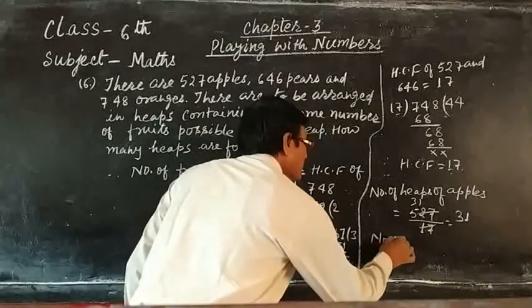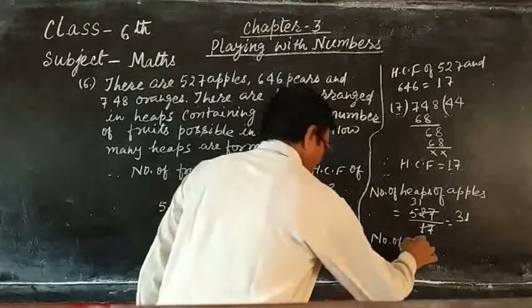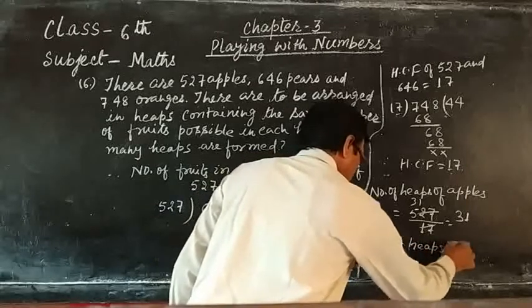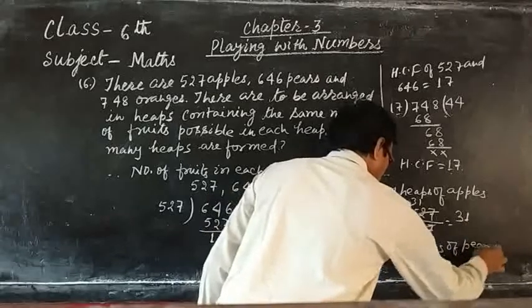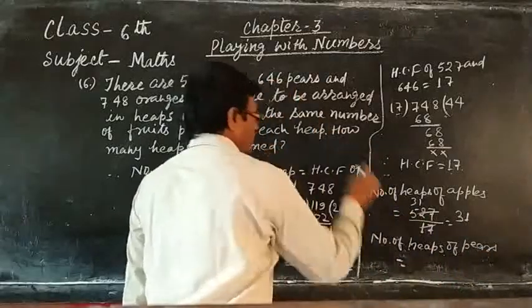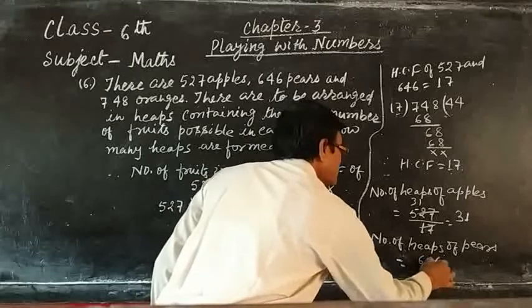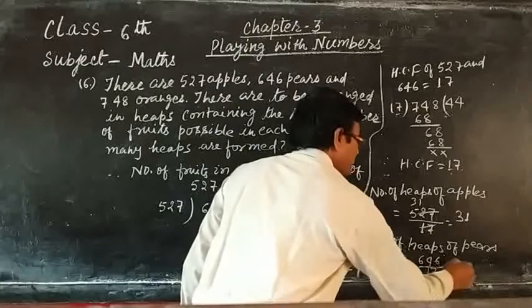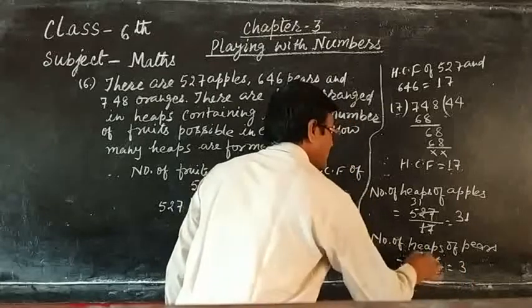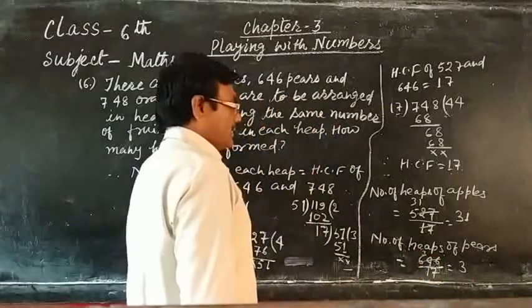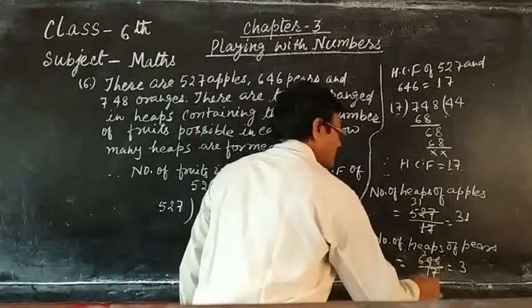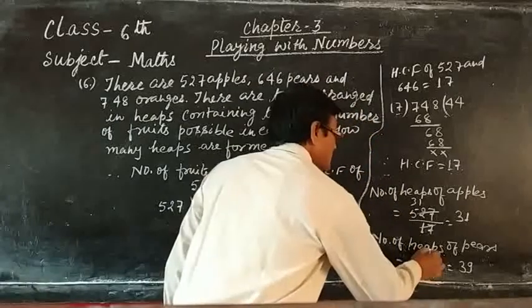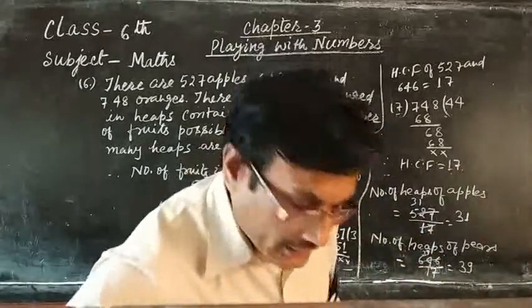Now the number of heaps of pears is equal to the total number of pears, 646 over 17. So 17 3 are 51, remainder 13 becomes 136, and 17 8 are 136. Now we get it.